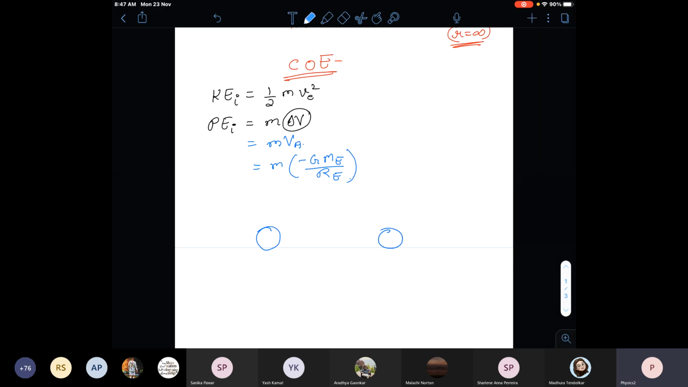Suppose I have masses m1 and m2, and they are at a separation d. Just tell me what is the potential energy between the two masses.